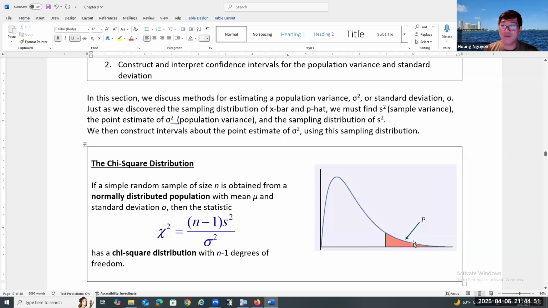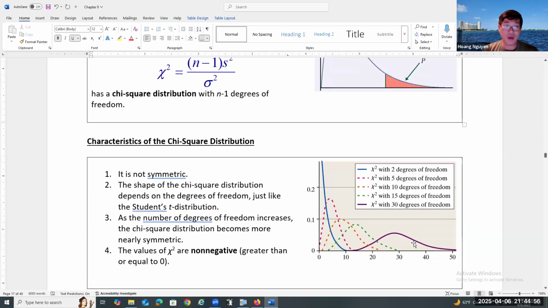Let's look at the characteristics of the chi-square distribution. The first characteristic is that the chi-square distribution is not symmetric. The second characteristic is that the shape of the chi-square distribution depends on the degrees of freedom, just as the student t distribution does. The third characteristic is that as the number of degrees of freedom, n minus 1, increases, the chi-square distribution becomes more and more nearly symmetric.